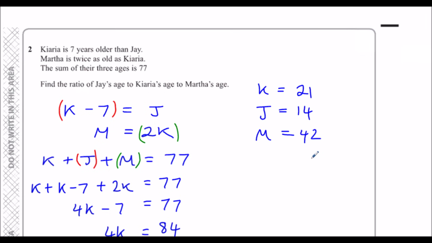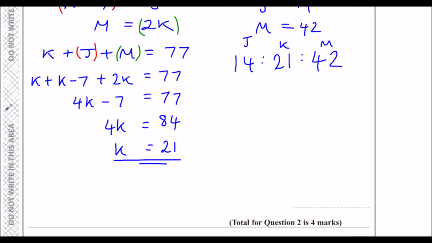So the ratio of J's age to K's age to M's age. So we've got 14 to 21 to 42. We don't need to simplify it, so we'll give this as our answer.